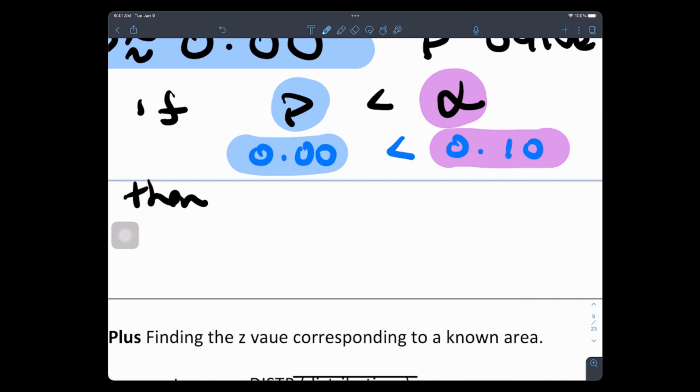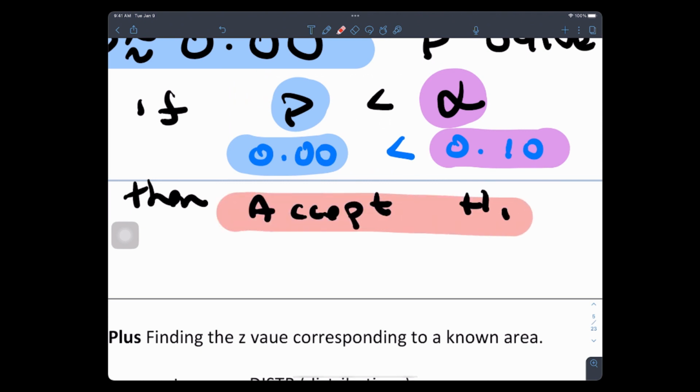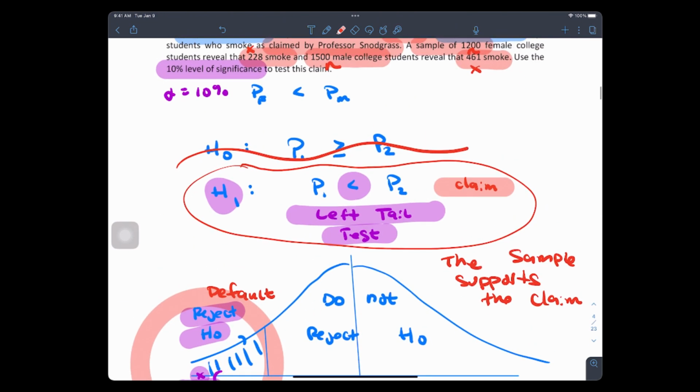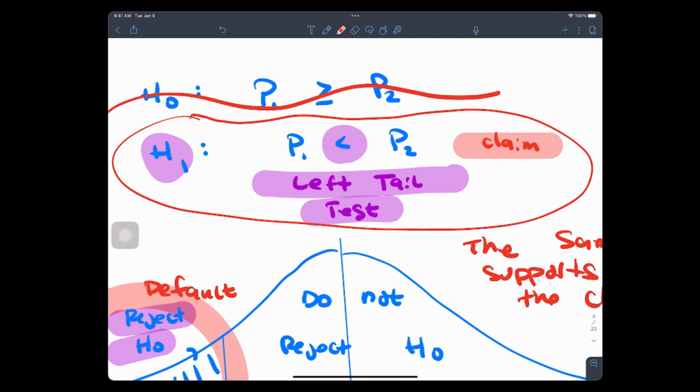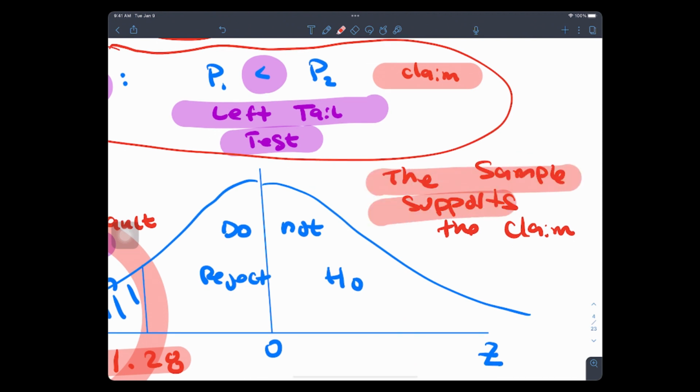Then what was the conclusion if you had that? What did you automatically do? You accepted the what? Alternate. Yes. So if you had that criteria, and we do, we accept the alternate. Now, isn't that exactly what we just did? We accepted the alternate. We embraced the alternate, which happened to be the claim, which means what? Sample supports the claim. So, ladies and gentlemen, there you guys go.